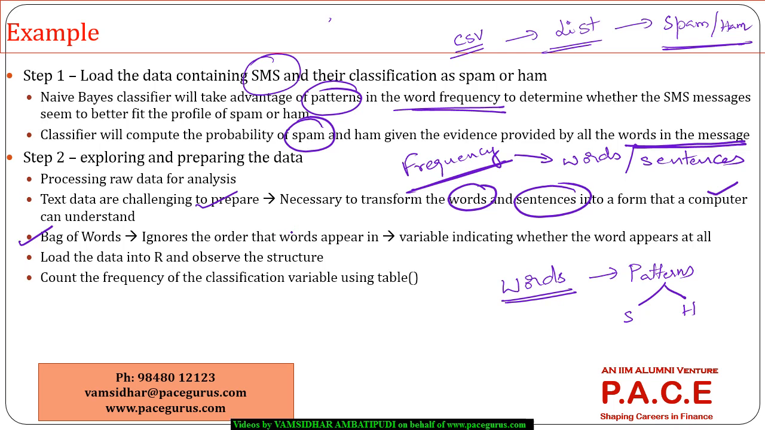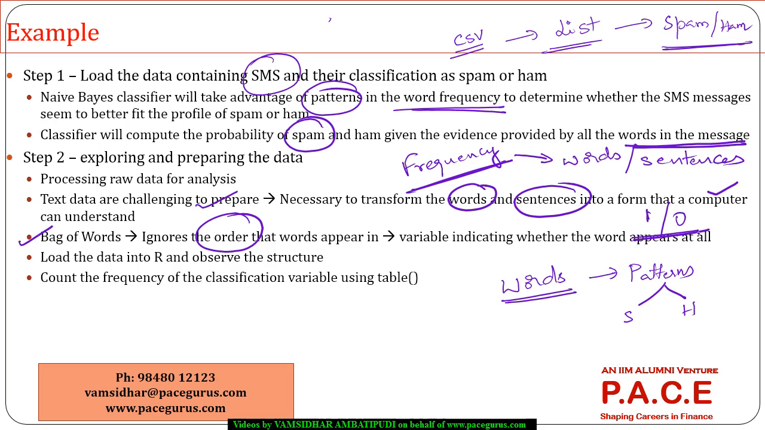But of course, when I am creating a bag, I am not even looking at the order in which those words are appearing. It's just a list of words and their frequencies. So it's a variable which indicates whether a particular word has occurred or not: 1 or a 0. If it has occurred, yes, otherwise no.